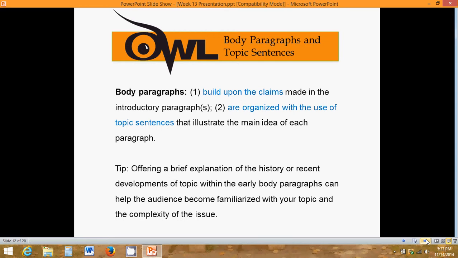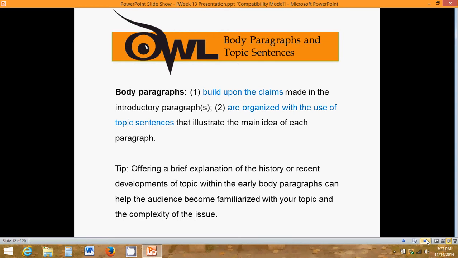So once you have developed your introduction and your thesis statement, then you start to organize the body of your essay. And actually, you could do this in any order, but that's just the order of a paper. Remember, you can write different parts of the paper at different times, and it's fine. But body paragraphs build upon the claims made in the introduction paragraph, and they're organized with the use of topic sentences.